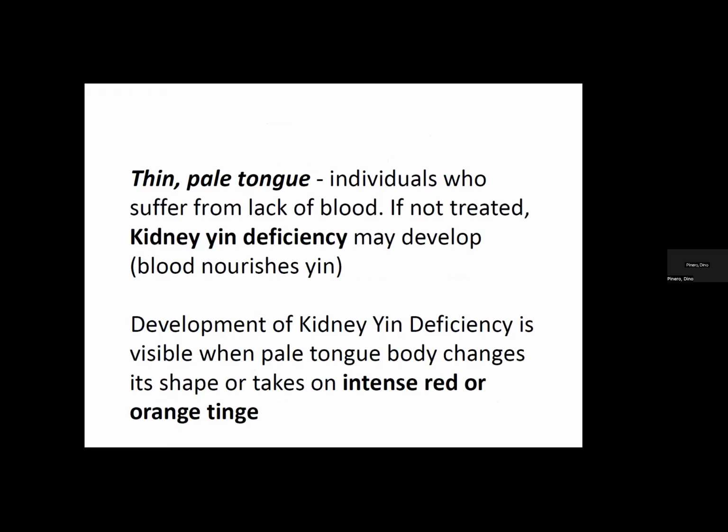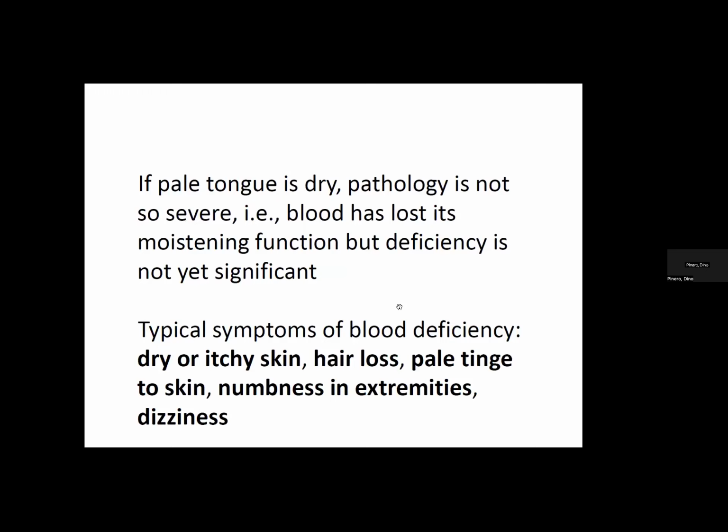The pale and dry tongue is seen in women who suffer from profuse menstrual bleeding, or who breastfeed for a long period of time following improper pain. For a thin and pale tongue in individuals who suffer from lack of blood, if not treated, kidney deficiency may develop, with blood failing to nourish yin. The development of kidney deficiency is visible when the pale tongue body changes its shape or takes on an intense red or orange tinge. If the pale tongue is dry, the pathology is not so severe. Blood has lost its moistening function, but the deficiency is not yet significant. Typically, symptoms of blood deficiency are dry or itchy skin, hair loss, a pale tinge to the skin, numbness in the extremities, and dizziness.